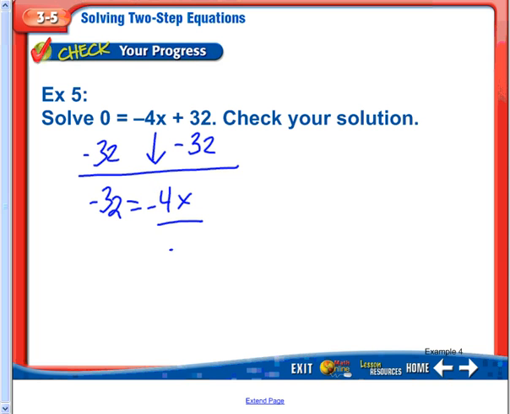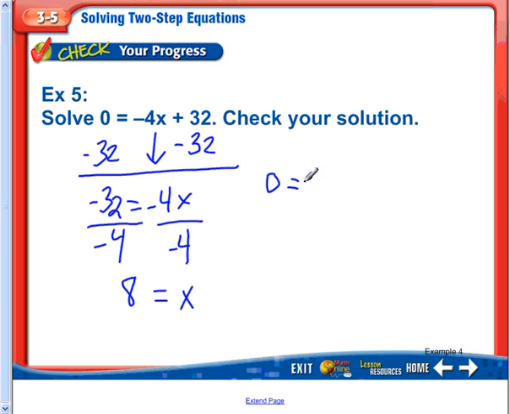Step 3, get rid of the multiplication and division to the side of the variable. Since I am multiplying, I will need to divide by the coefficient. And the coefficient here is negative 4. Divide that on both sides. Negative 4 divided by negative 4 is 1, and 1 times x is x. I have a negative divided by a negative, which is a positive. 32 divided by 4 is 8.